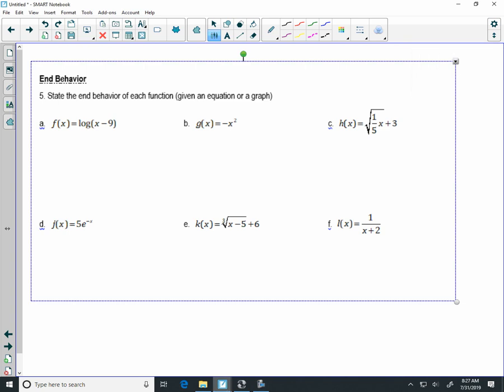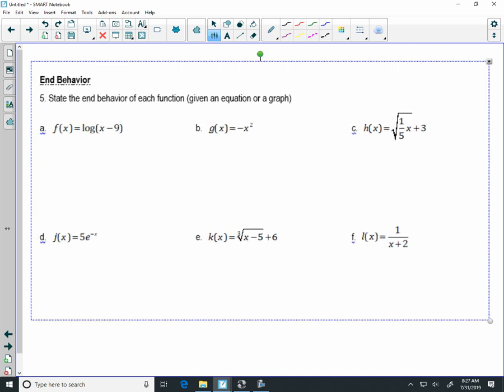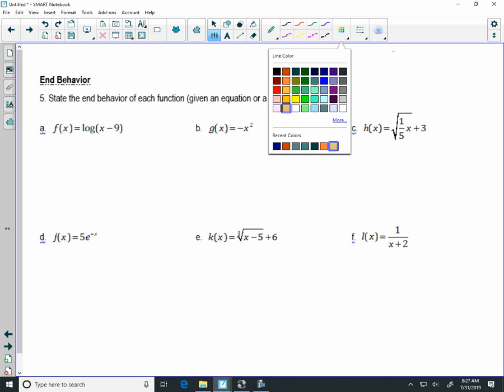All right, now we have some end behavior problems. So you're not asked to graph these. You're just asked to state the end behavior of the function. In this case, a sketch is probably going to be helpful, so that's how I'm going to tackle most of these. Just do a little sketch and then talk about the end behavior.